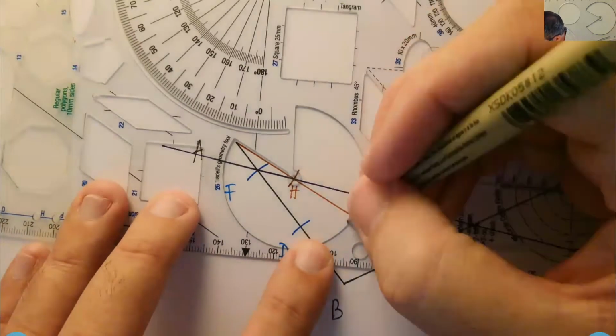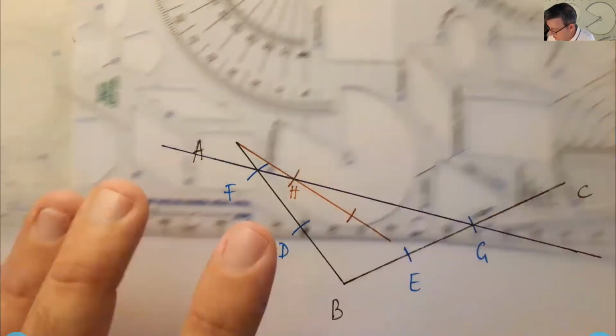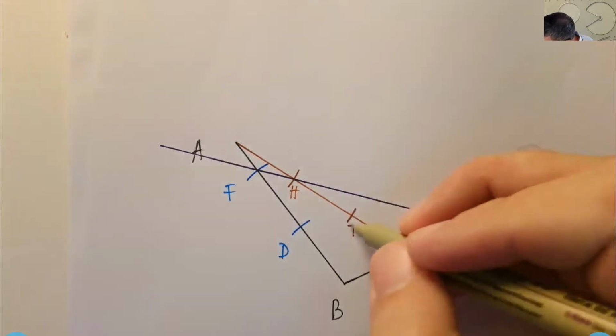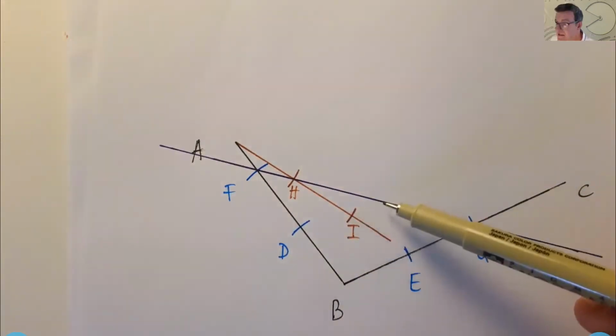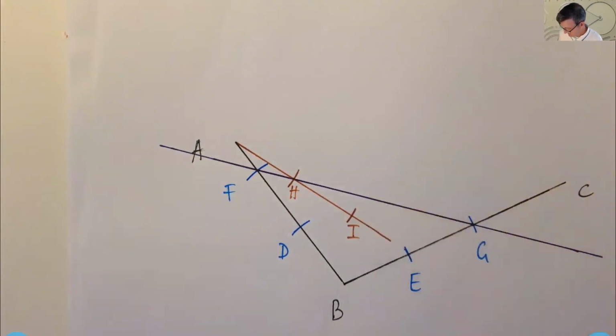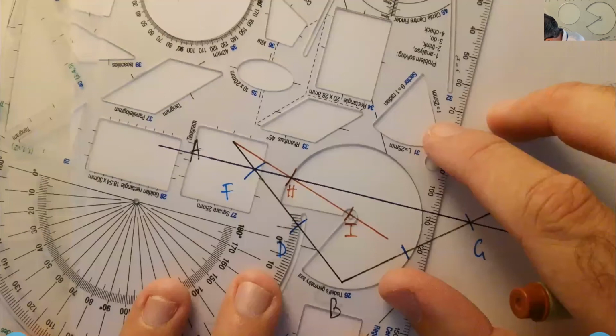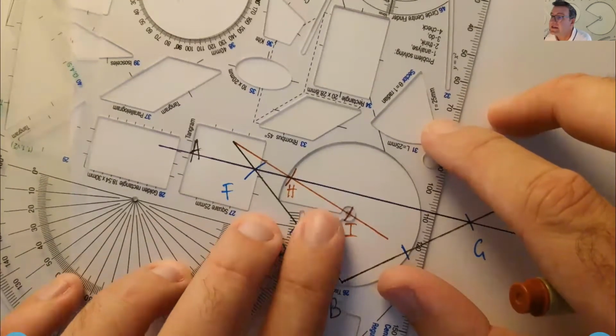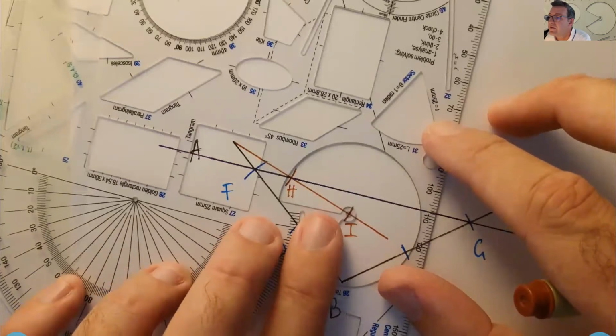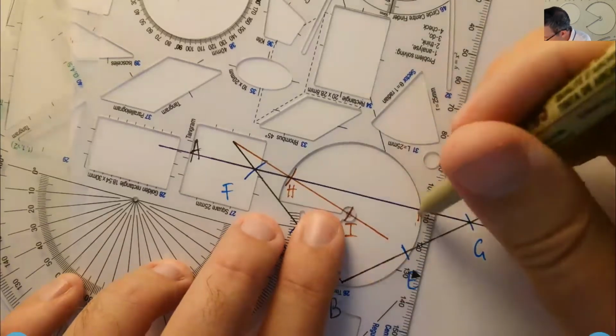Okay, there we go. So let's call that I. All right, let's get back now closer to this purple line. We will use this point I to form another arc, and that's going to intersect with the purple line.